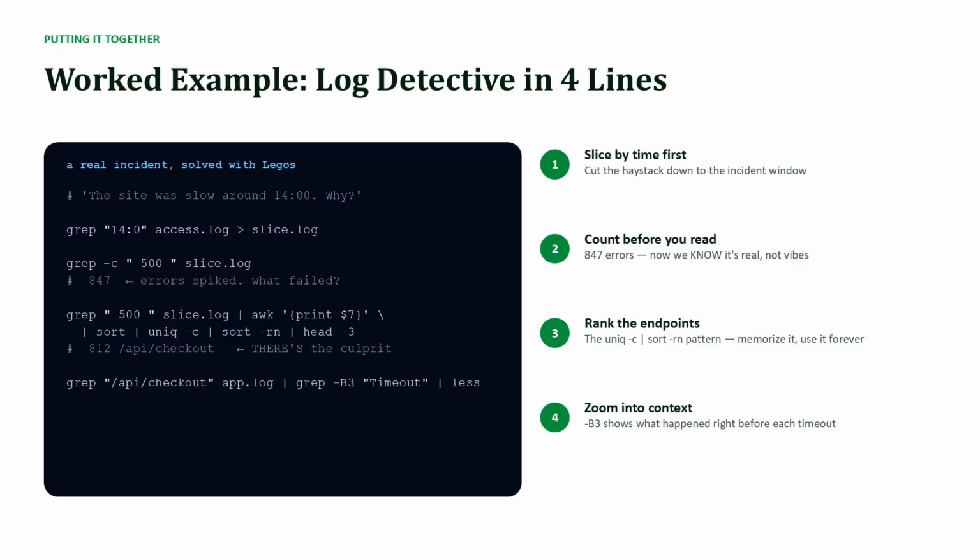Step 3. The pattern you'll use forever. Extract the endpoint column with awk. Full awk lesson next video. Then sort | uniq -c | sort -rn | head. The checkout API accounts for 812 of them. Found it. Step 4. Zoom in with grep -B3 around the timeouts to read what happened just before each one. Four lines, no scripts, no dashboards. Just small tools, snapped together. That's the Unix philosophy paying rent.